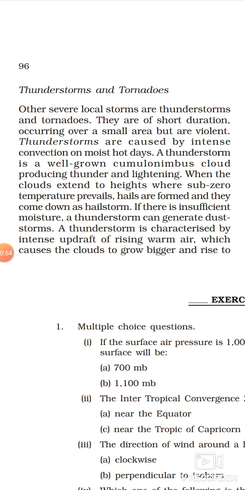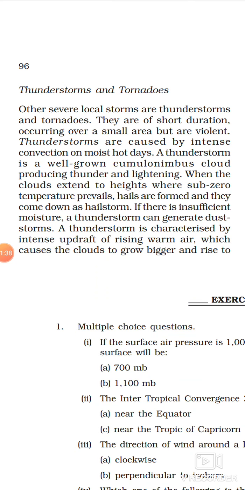When the temperature decreases, the hails are formed. Hails are actually very tiny structures constituting ice and other particles inside them. When they strike the surface of the earth, they are called hailstorm. If there is insufficient moisture, a thunderstorm can generate dust storms. In the absence of moisture, the dust particles may also be a part of the thunderstorm.